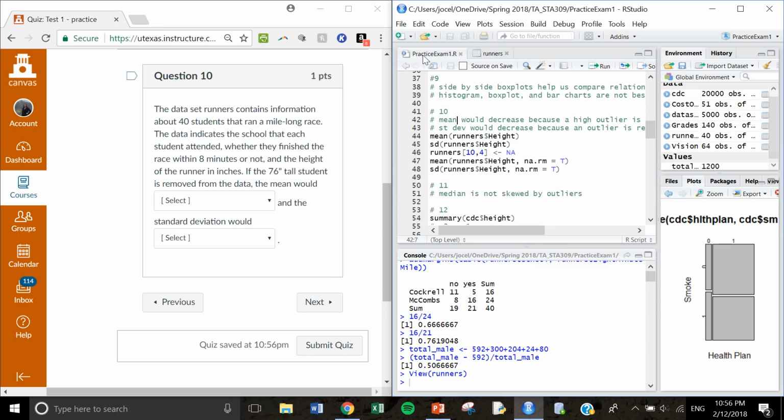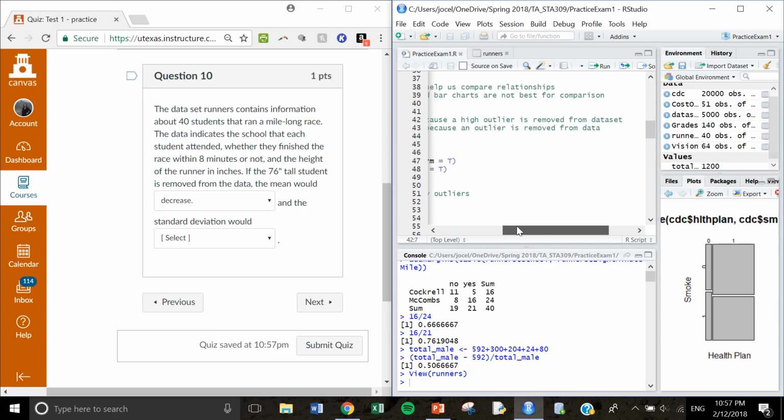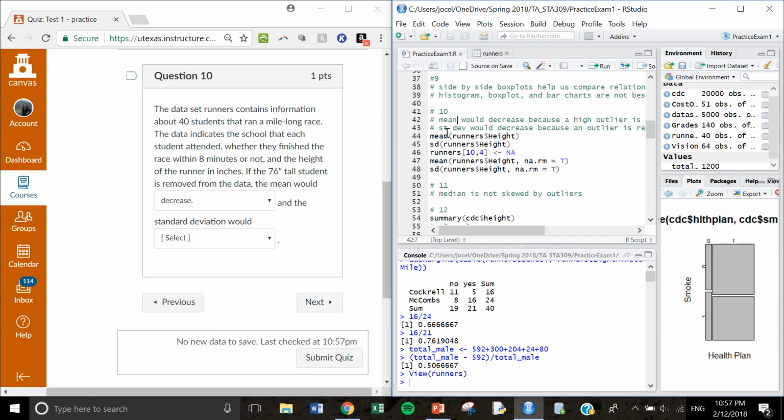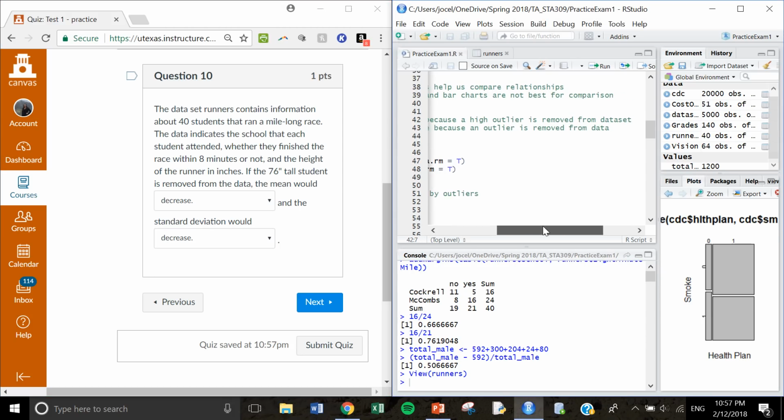So think about it. If I remove a super high outlier, then my mean is going to decrease because the high outlier is removed. The mean isn't being pulled up by the high outlier anymore. The standard deviation would also decrease because I don't have a high outlier anymore. The outlier is removed from the data.